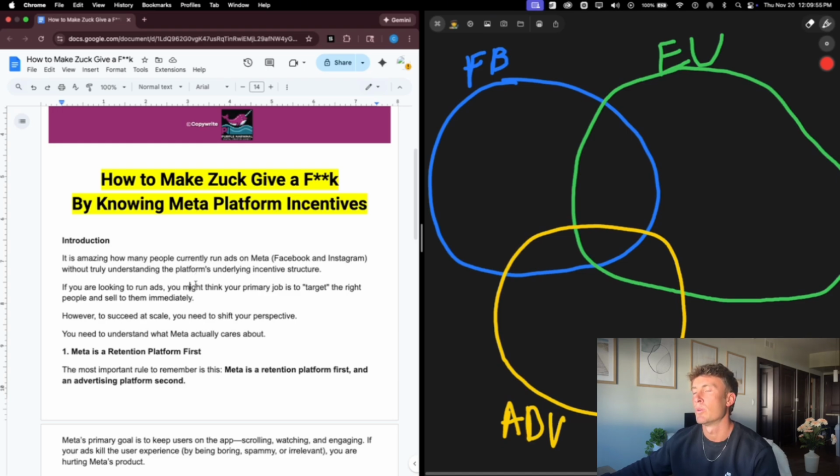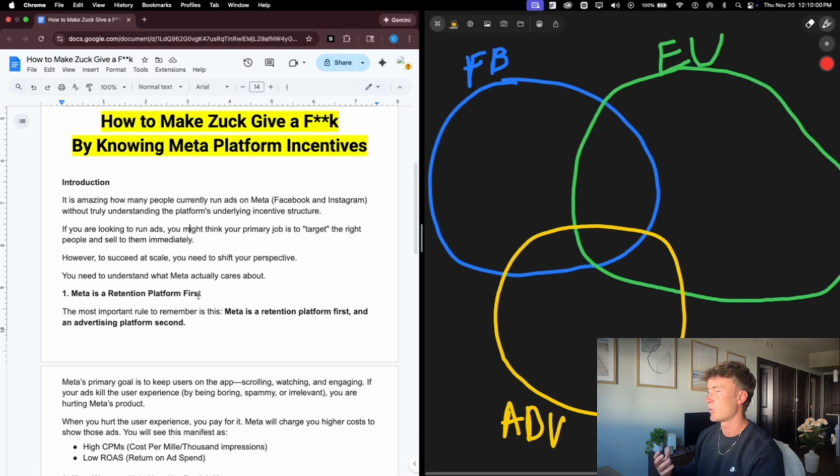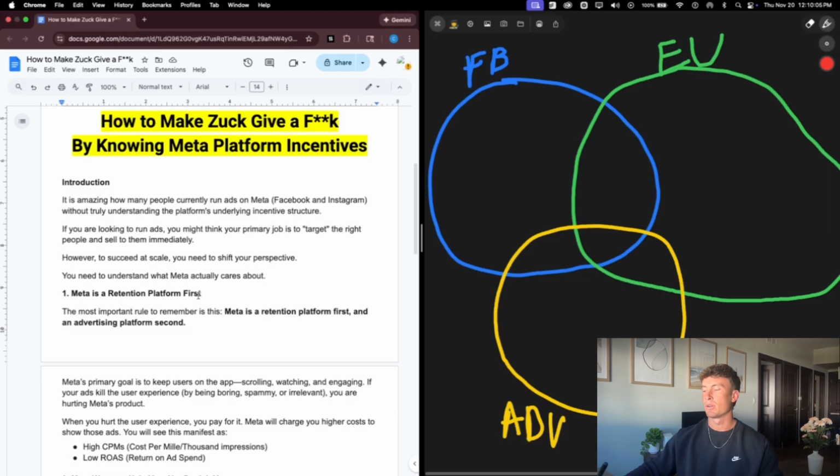So when your ads hurt the experience of the user, like if they're scrolling and they're just sitting on the toilet and they're scrolling, you're gonna pay for it. You're gonna pay for it with high CPMs, a low ROAS, ads that don't spend, or honestly, bad comments.